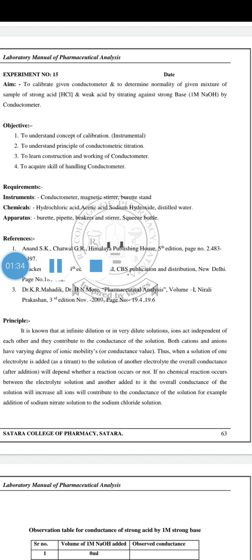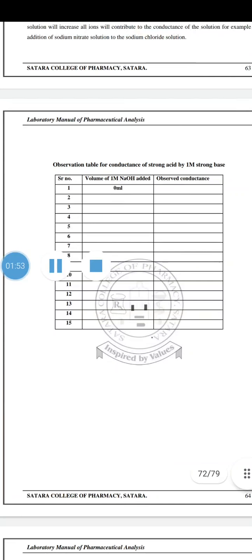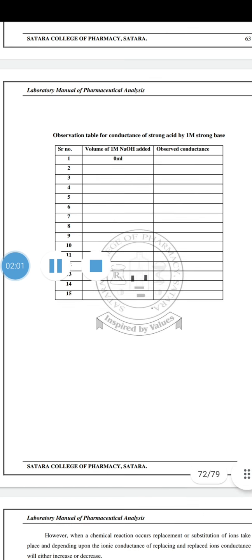If no chemical reaction occurs between the electrolyte solution and the other added to it, the overall conductance of the solution will increase. All ions will contribute to the conductance of the solution. For example, addition of sodium nitrate solution to sodium chloride solution. Observation table for conductance of strong acid by 1 molar strong base: the volume of 1 molar NaOH added and the observed conductance.